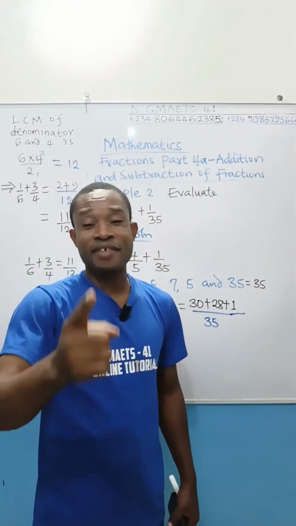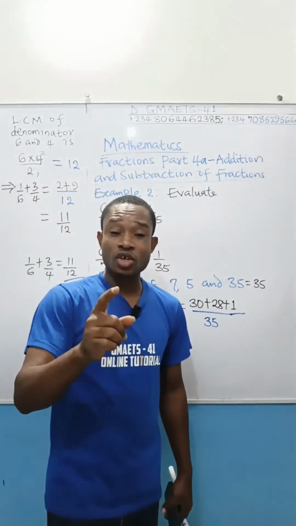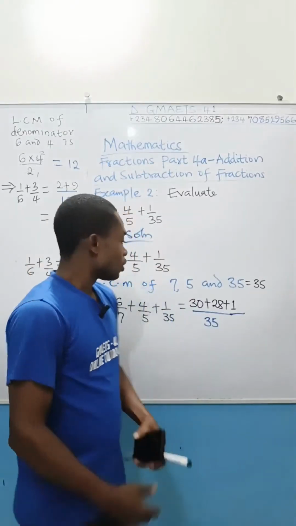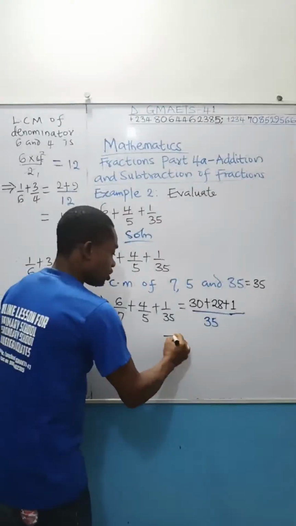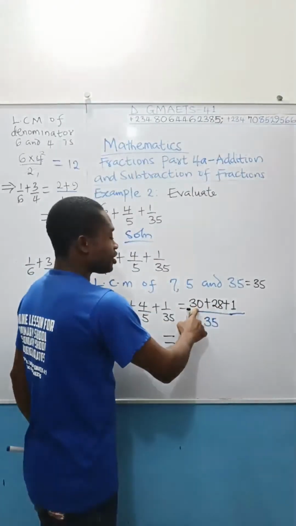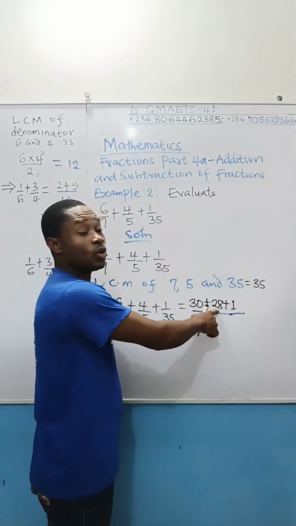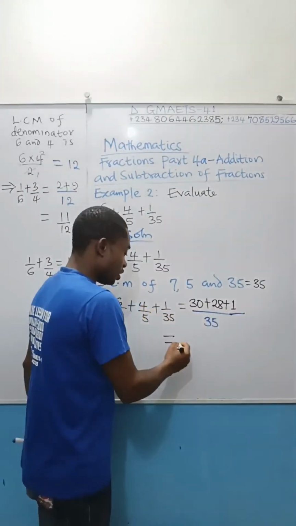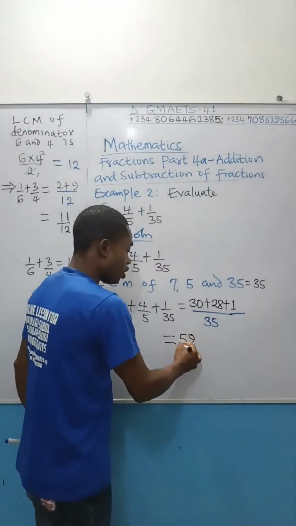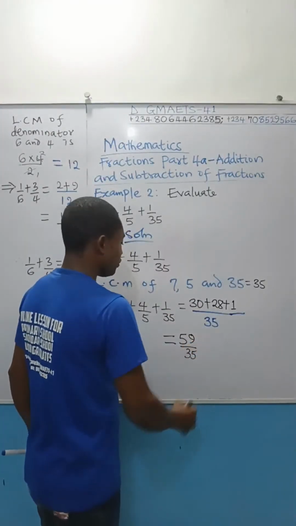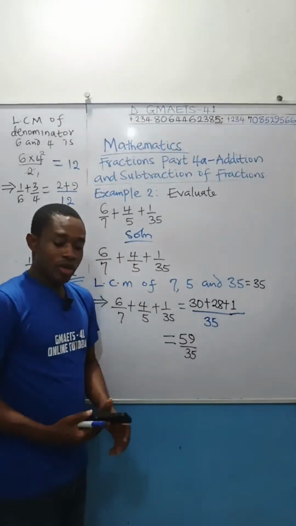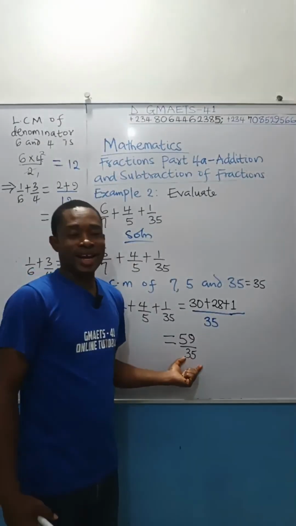In higher classes, I've given you one example in the case of clearing of fraction in an equation. All right, dear student, let's move on. Simplify this. 30 plus 28 will give you 58. 58 plus 1 will give you 59. So this is 59 all over 35. Now we could talk of leaving our answer like this.